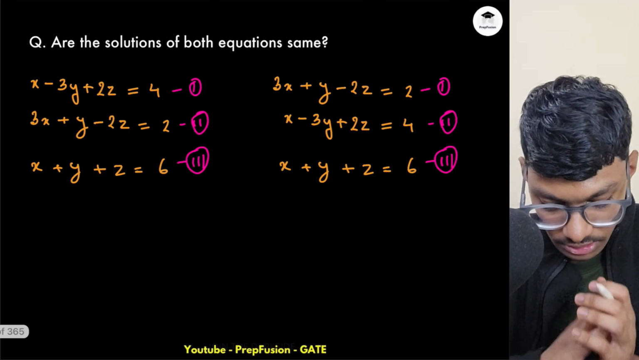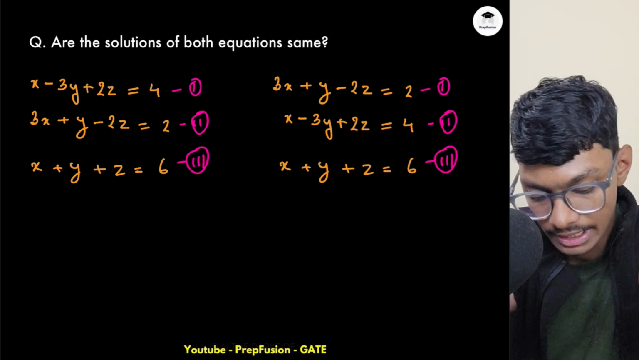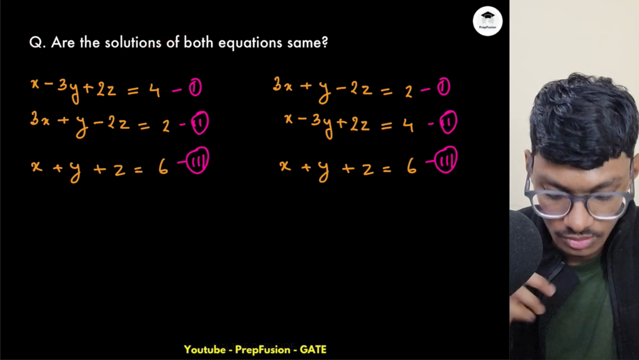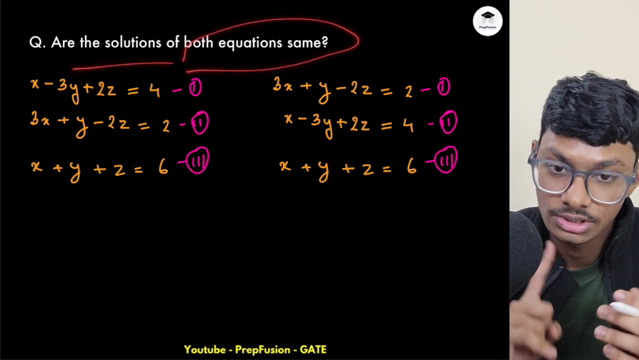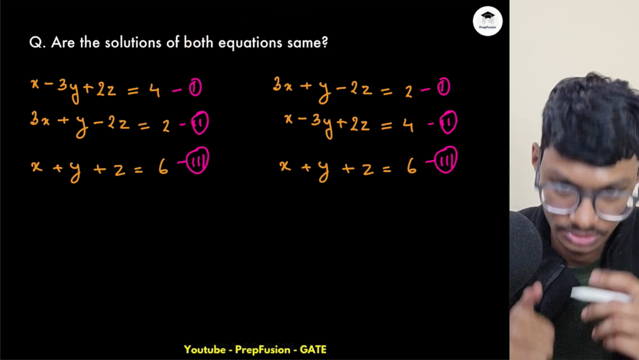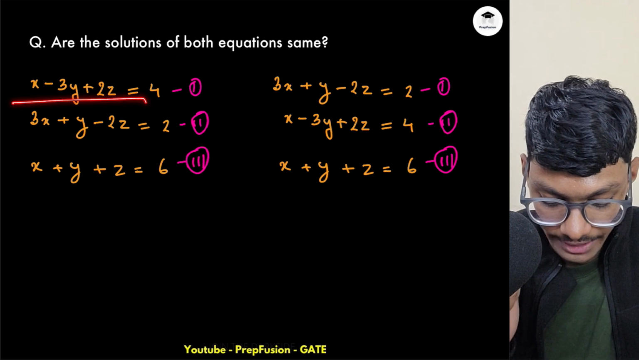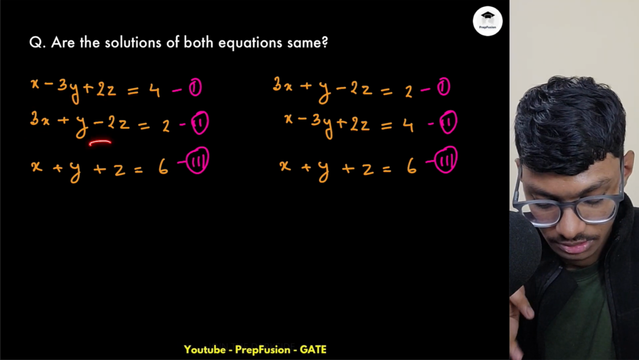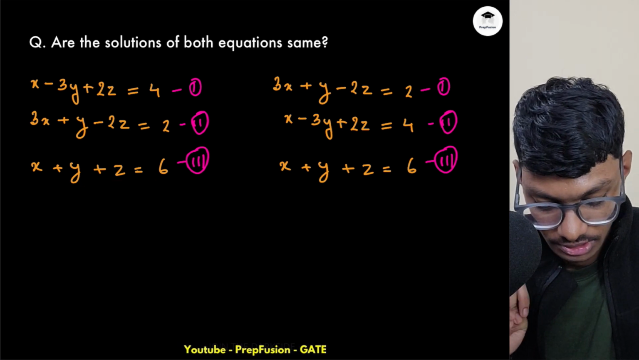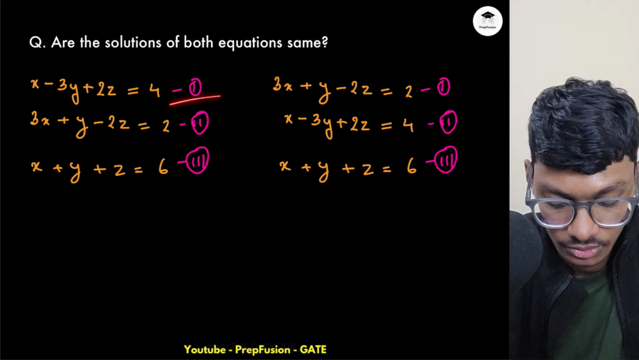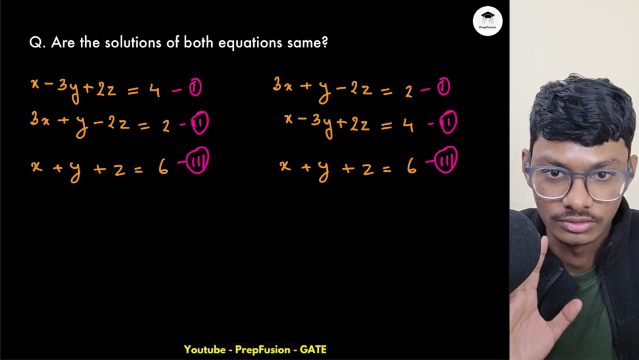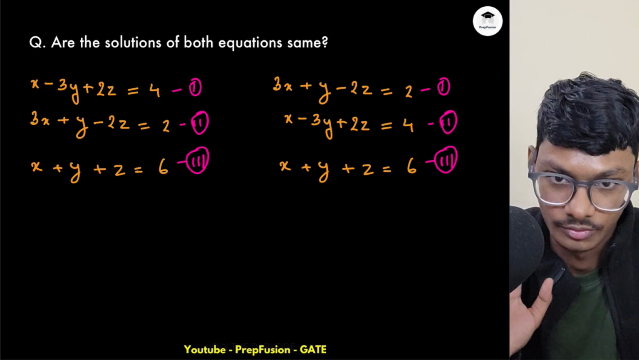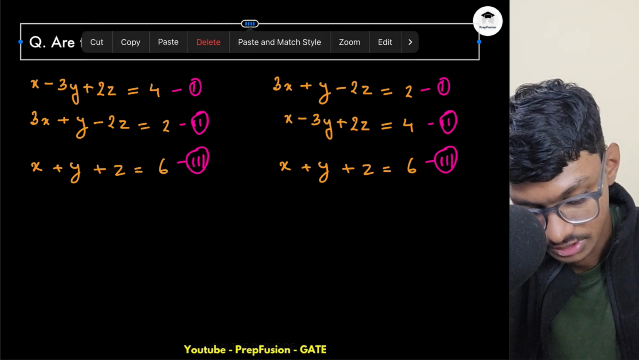Now let's come to a few analytical questions here. The question I'm asking you is, are the solutions of both equations the same? So this is x minus 3y plus 2z equals 4, 3x minus this equals 2, and this equals 6, and these are the equations. Are the solutions the same? I should write both sets of equations.